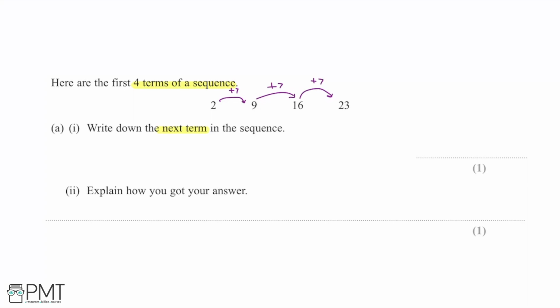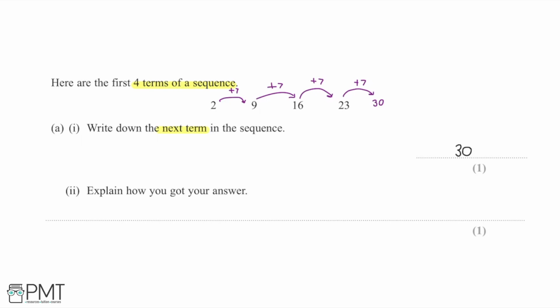So when we're looking for what the next term's going to be, we're simply going to add on 7 again, keep this common difference, and that's going to give us 23 plus 7, which is 30. So the next term in the sequence is going to be 30.